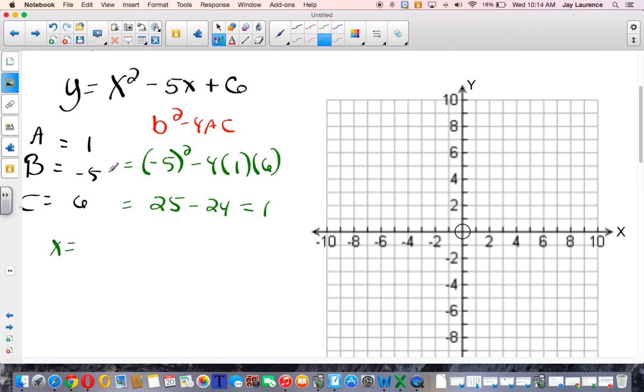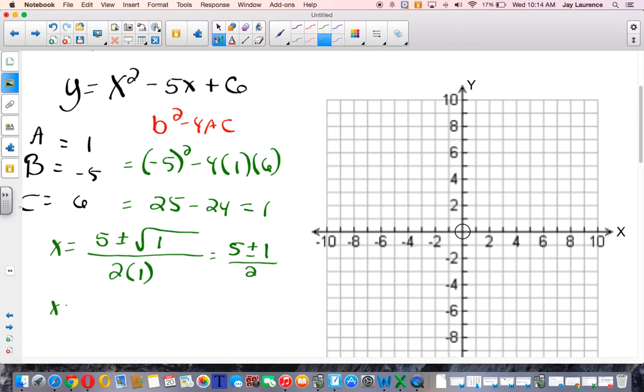I'm going to do the negative of b. b is a negative, so the negative of b is a positive. Plus or minus the square root of the discriminant. I'm not going to rewrite it all. I'm just going to put the 1 in there. And that's going to be over 2 times a. I'm going to simplify that and get 5 plus or minus 1 over 2.